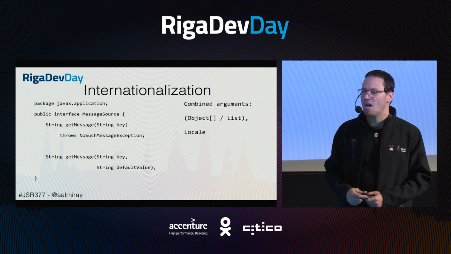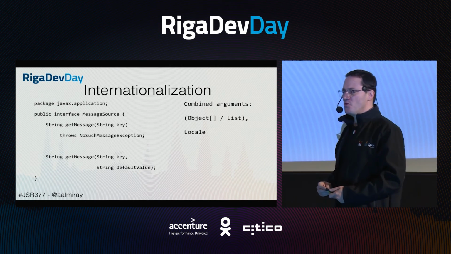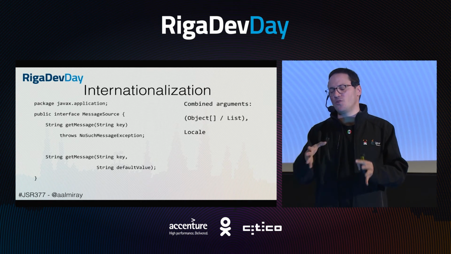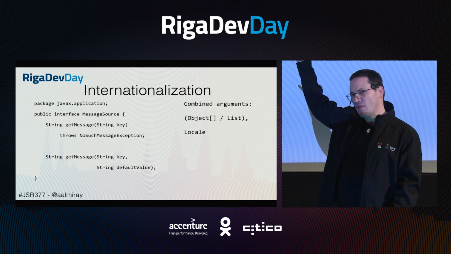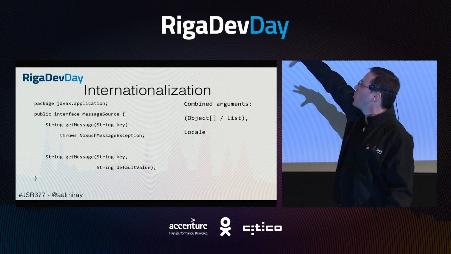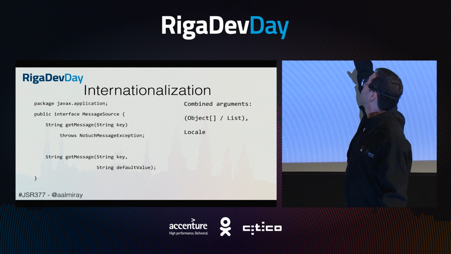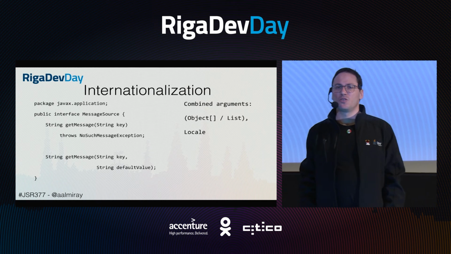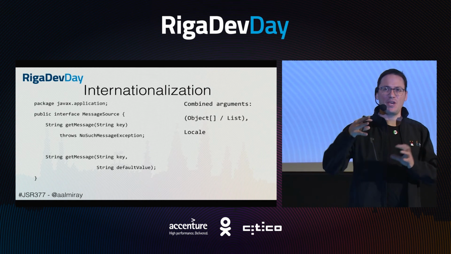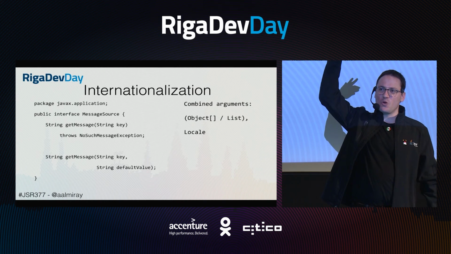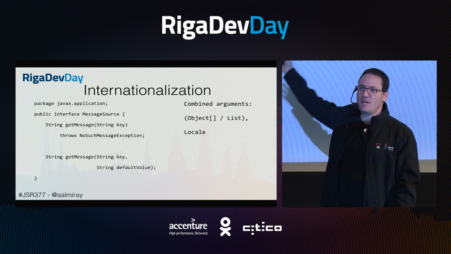Maybe it's an object array or it's a list. And you might supply a locale instead of the current default locale, if you want to use a different one. So the basic method right there is getMessage, and you can think there are many combinations of all those, 1, 2, 3, 4, 5, no, actually 4 different arguments. If I were to show the real message source definition, it contains like 15 methods or so, but this is just the basic one.